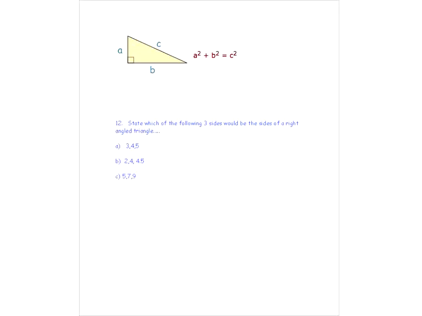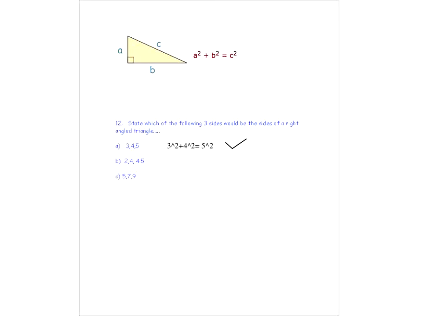Okay? So, if you had the numbers 3, 4, and 5, and the question said, state which of the following would be the sides of a right-angled triangle, what you'd need to do is to test whether 3 squared plus 4 squared equals 5 squared. Okay? So would you guys say that's true? Okay, because 3 squared is 9, 4 squared is 16, and 9 plus 16 equals 25, which is 5 squared. Okay, so the first one's right.